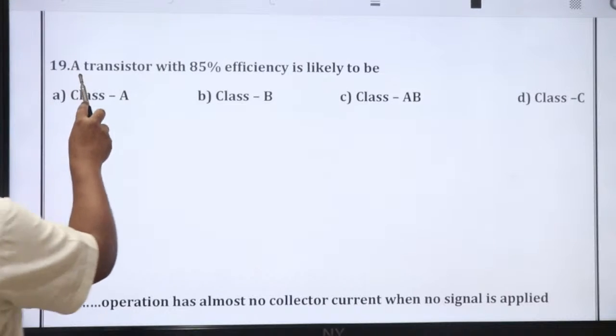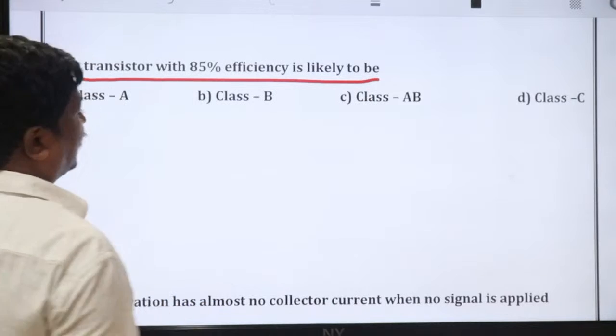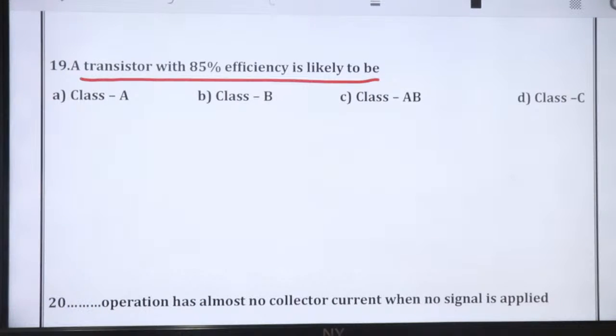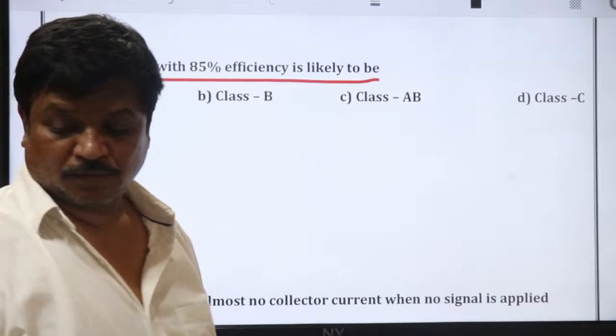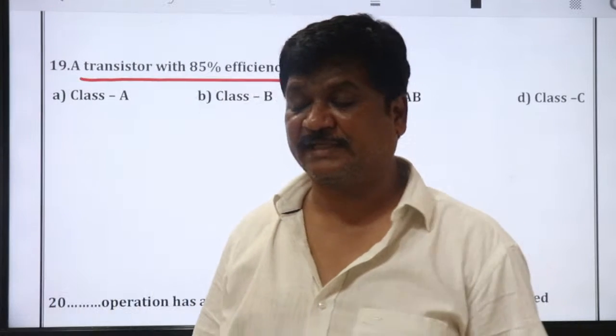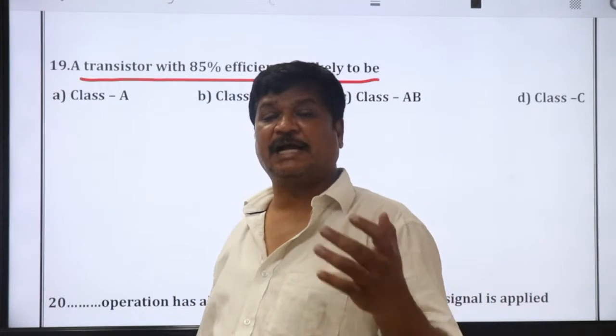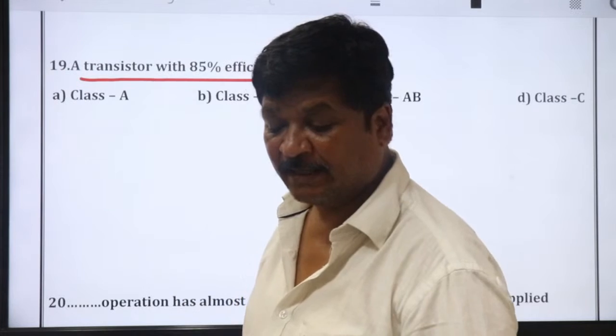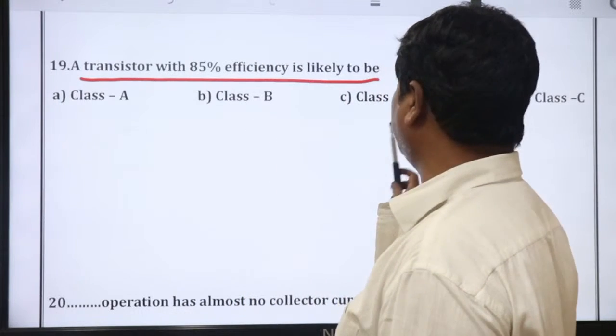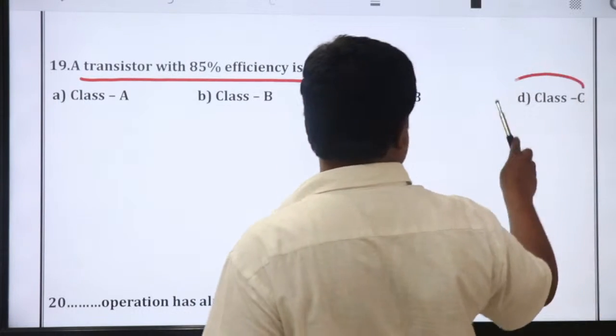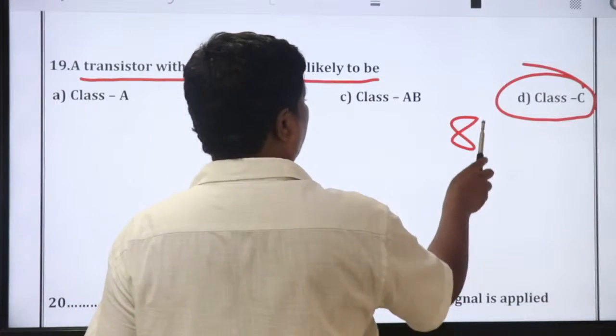the transistor with 85% of efficiency is likely to be which? Which is having a higher efficiency: Class A, Class B, Class C? Class C is having higher efficiency. Class C is having higher efficiency, around 85%.